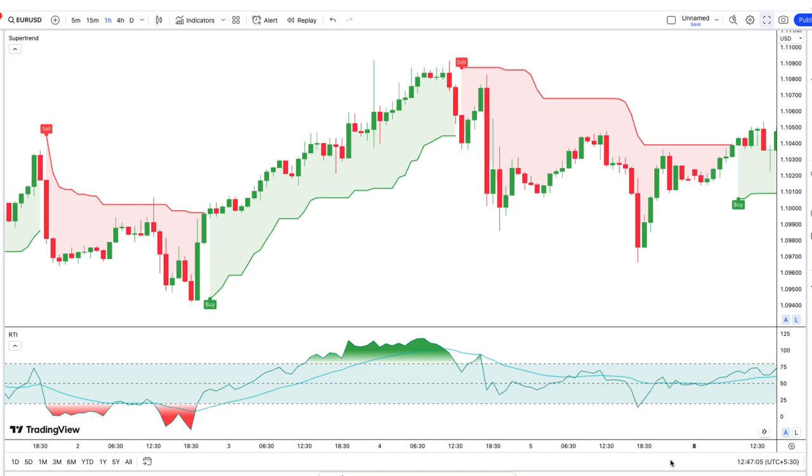Entry point: wait for the Super Trend indicator to generate a buy or sell signal. Simultaneously, check the RSI indicator. If the RSI is oversold below 30 and the Super Trend indicates a buy signal, it's time to enter a trade. Conversely, if the RSI is overbought above 70, and the Super Trend indicates a sell signal, it's a signal to sell. Now you must be feeling that you have learned trading.